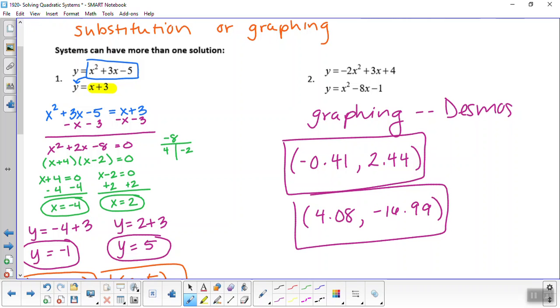So you can use graphing for either one, but if you are planning on going to college or a higher math, it is very, very important that you work on your math skills. So doing it by hand is also a great way to work on that. Let me know if you have any questions.